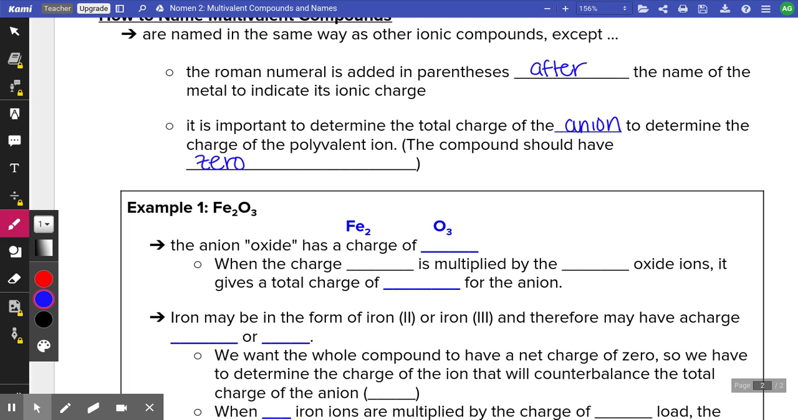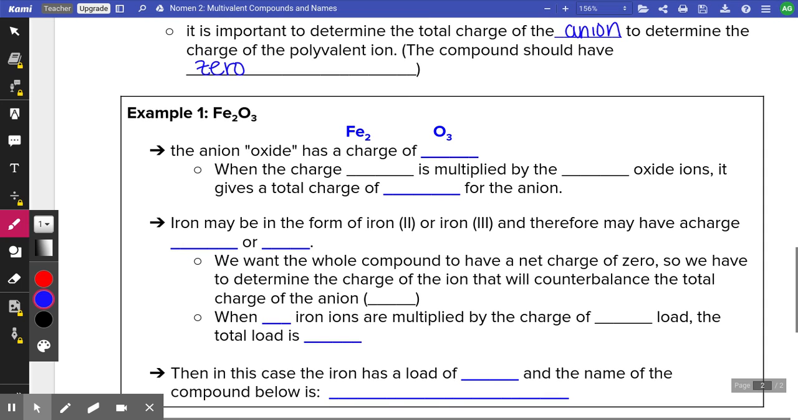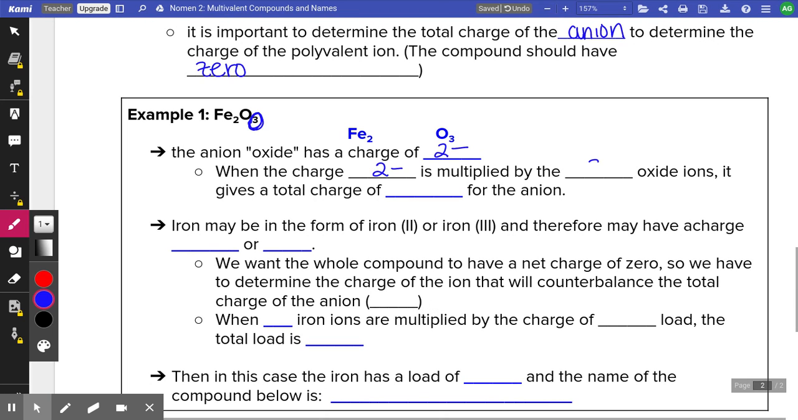So if we take Fe2O3, you've been given this chemical formula, Fe2O3, and I've asked you to name it. So you know that oxygen, or the oxide anion, has a charge of 2 minus. And when we multiply that charge of 2 minus by 3, because we know here that there's 3 oxygen in this compound, it gives us a total charge of 6 minus.